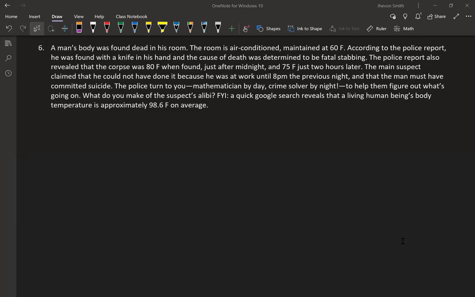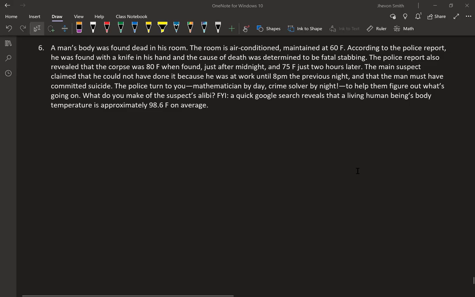The police report reveals that the corpse was 80 degrees Fahrenheit when found, just after midnight. So the cops responded to this call. They got there just after midnight and started investigating. They're taking the temperature of the body, looking for fingerprints and all that stuff. They found the temperature of the body was 80 degrees Fahrenheit at around midnight. Later on, they go again and do more measurements. Maybe one of the coroners came in late. He measured it to be 75 degrees Fahrenheit 2 hours later.